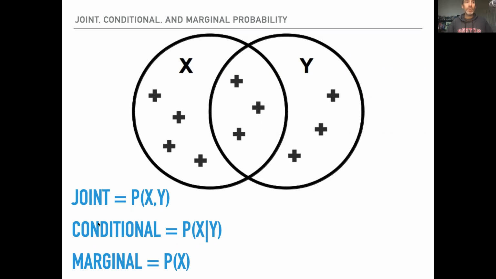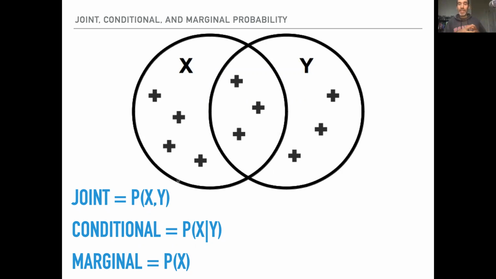So these are the ideas of joint, conditional, and marginal probability. So imagine this is set X, this is set Y. These pluses are helping us visualize probability. There's 10 of them, so each of them represents 10%. And so we might ask about, for example, the joint probability of X and Y. So X and Y occur together 3 out of 10 cases. So we would have a joint probability of X and Y, in this case, of 30%.